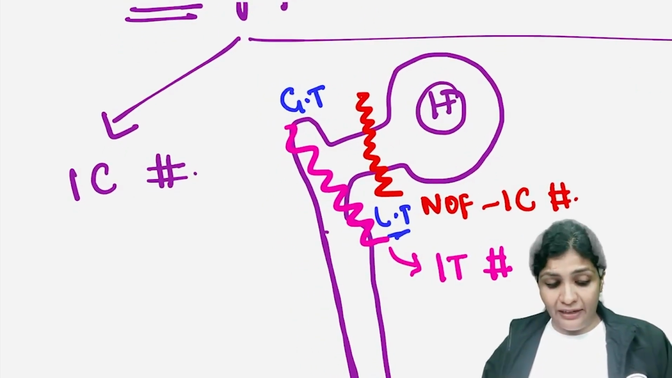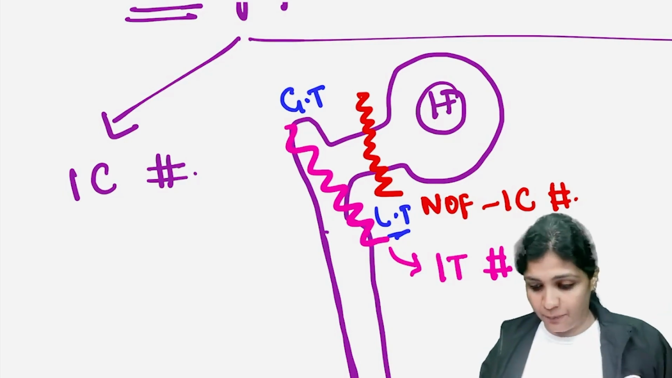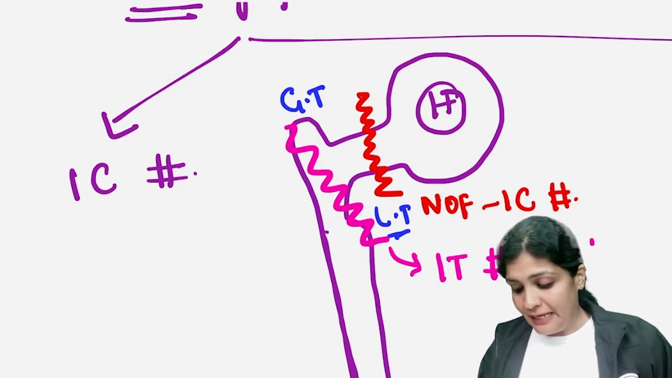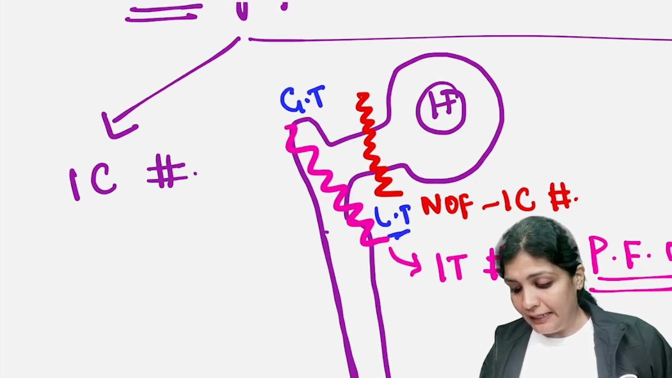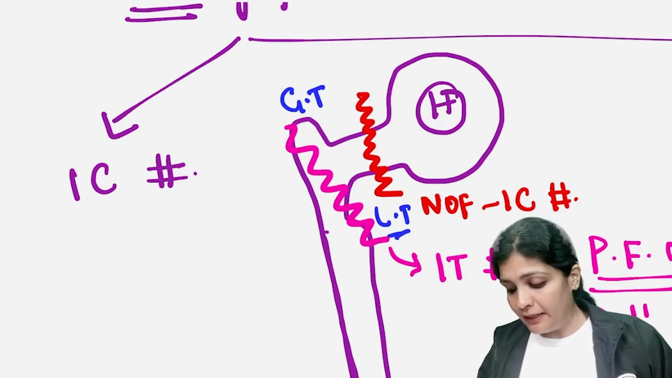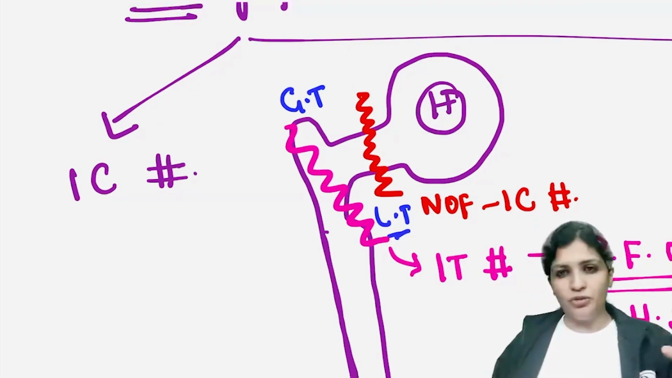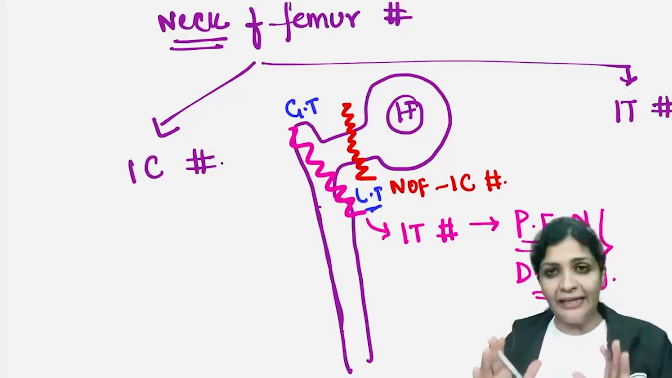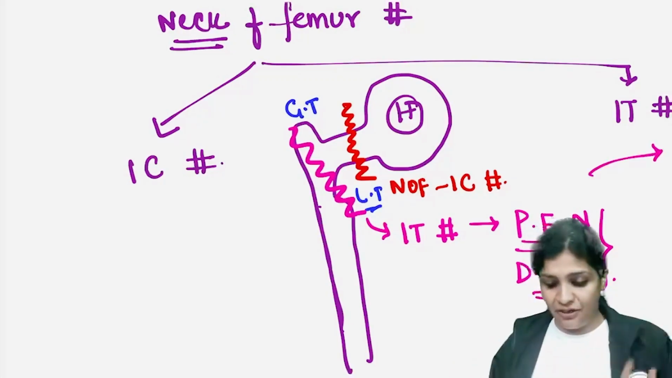So first you have to identify whether the question was asked for IC or IT. If it is an IT fracture, just mark the answer as nailing. Proximal femoral nailing or dynamic hip screw. So these two can be options. Usually they will ask nailing, that is proximal femoral nail, if it is an IT fracture.